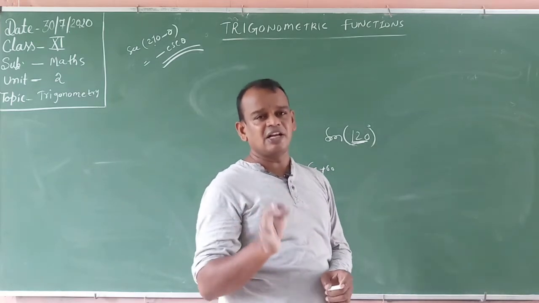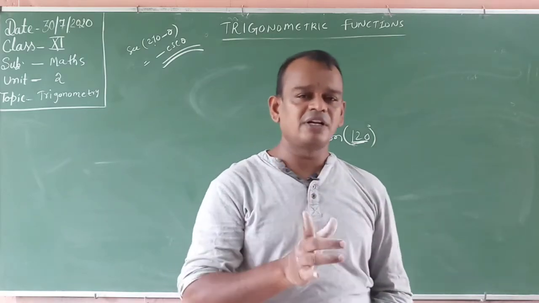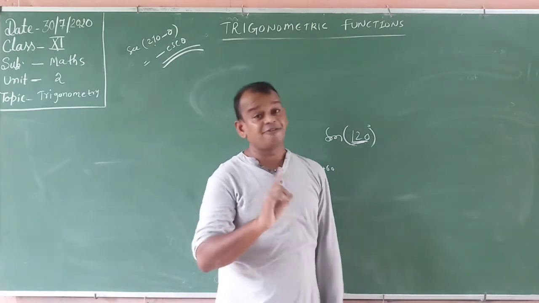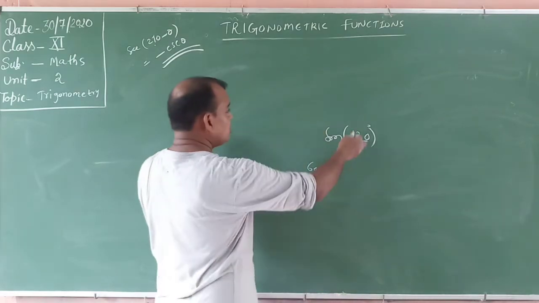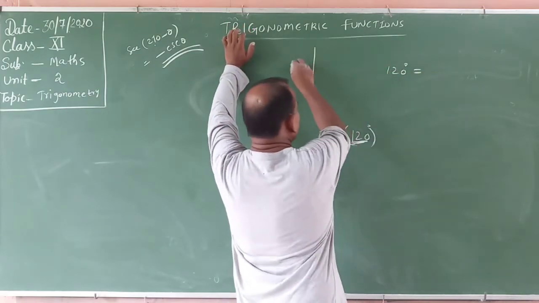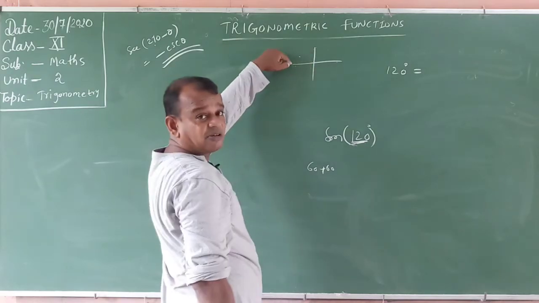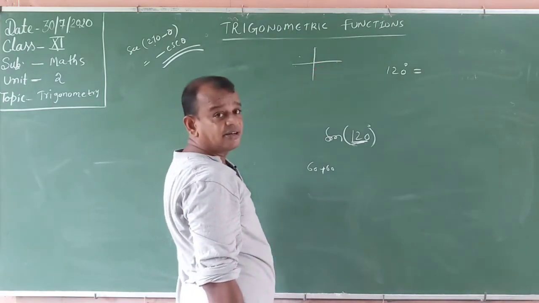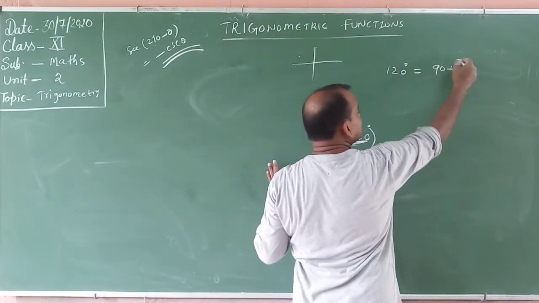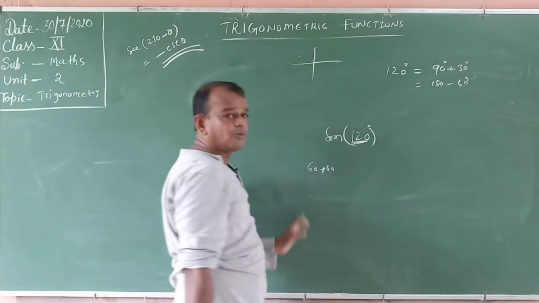Every trigonometric value below 360, whatever it may be, to find it we first convert it into either a sum or difference of the quadrant angles. Now write 120 degrees in two ways. 120 degrees: 0 to 90, 90 to 180, 100% in the second coordinate. Second coordinate means 90 plus 30 degrees or 180 minus 60 degrees. Both ways we will do, no problem at all. We get the answer.